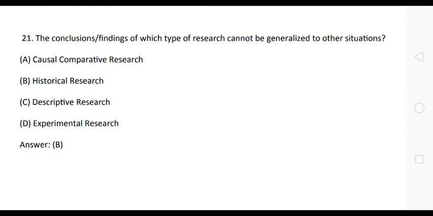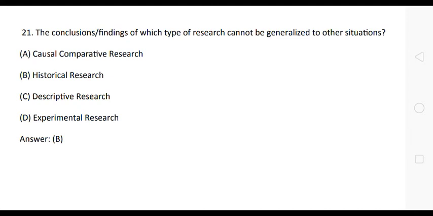Now let us see next question. Next question is, the conclusions or findings of which type of research cannot be generalized to other situations. Here the options are option A, causal comparative research, B, historical research, C, descriptive research, D, experimental research. Here the correct answer is option B. Okay, friends, historical research is the correct answer. Now let us see the last question.